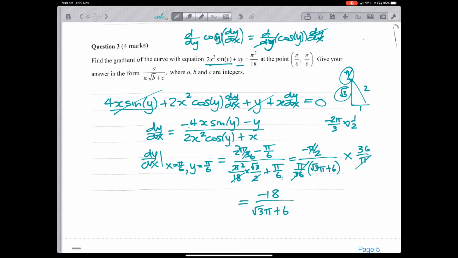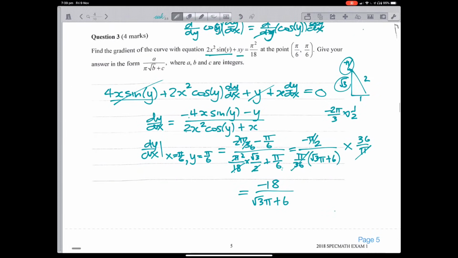Have I stuffed it up anywhere in here? We've just got x, that's x divided x. Okay, maybe that's just it.